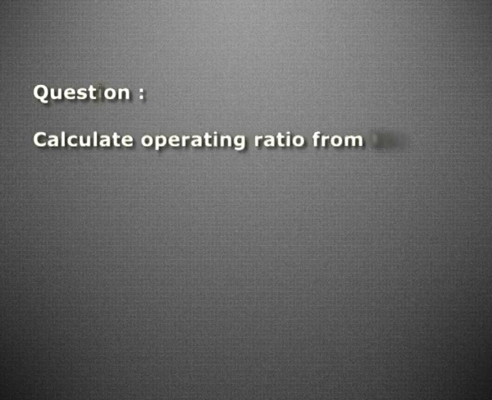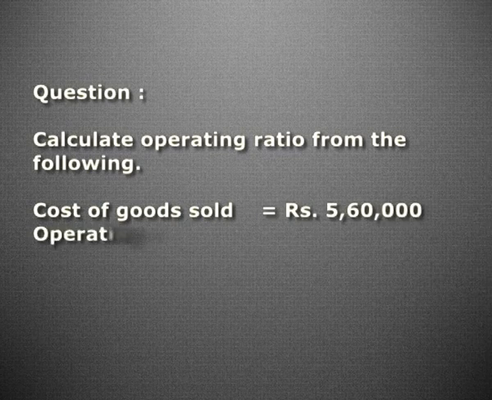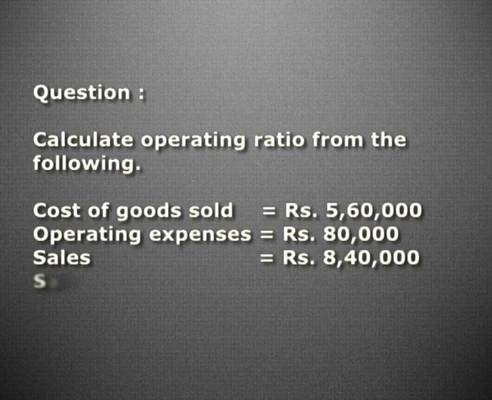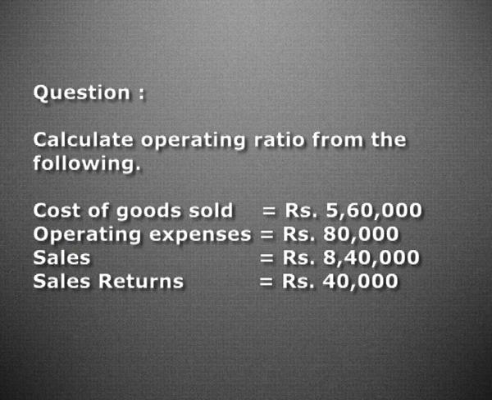Look at this question now. Calculate operating ratio from the following. Cost of goods sold is equals to rupees 5,60,000. Operating expenses is equals to rupees 80,000. Sales is equals to rupees 8,40,000. Sales returns is equals to rupees 40,000.